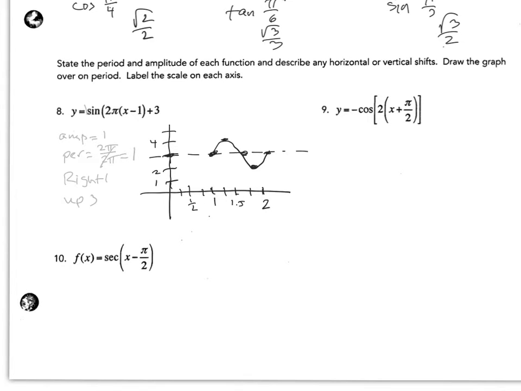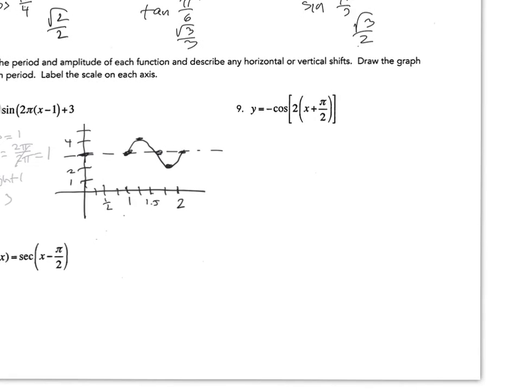For number 9, cosine. Amplitude is 1. Remember, amplitude is always positive, even though we have a negative, so be careful on this one. We do have to reflect it. There's no place for you to answer that question. You just have to sort of pay attention to it. Period is going to be 2 pi over 2, because b is 2, so our period is pi. It's also going to go to the left, because it's a plus, pi over 2. No up or down.